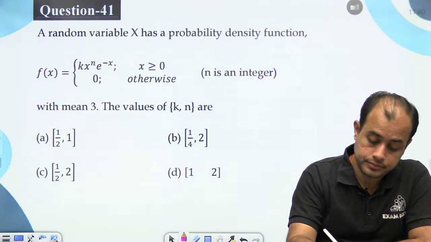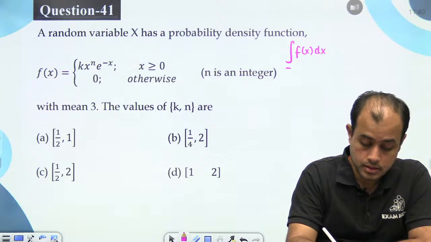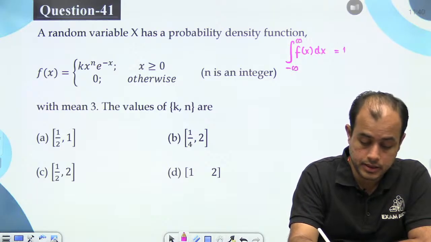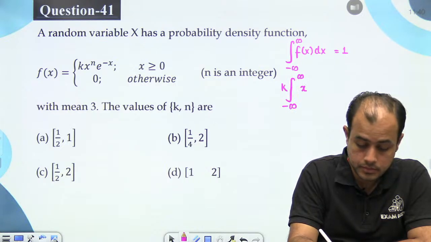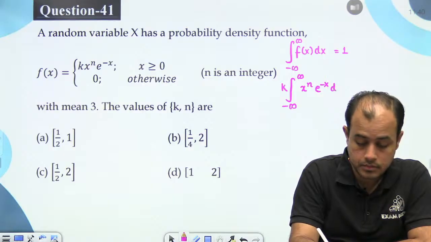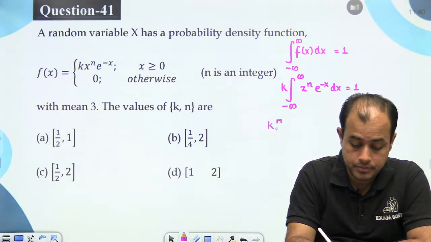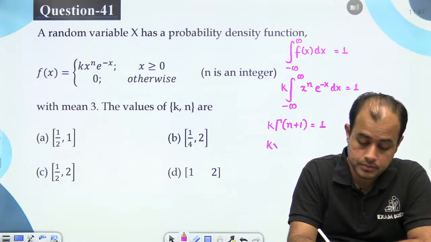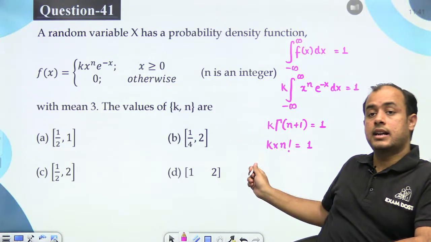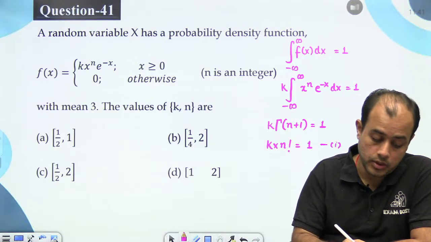Now see, integral f(x) dx must be 1. So this value will be gamma function n plus 1. Gamma n plus 1 is 1. Because n is an integer, gamma n plus 1 is n factorial. First. Now what about the mean value?